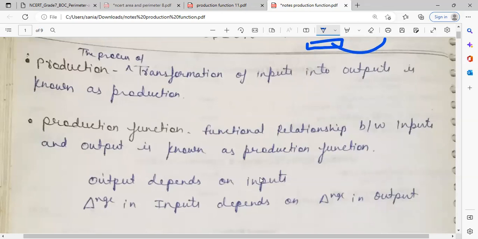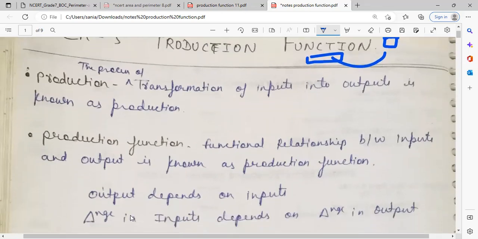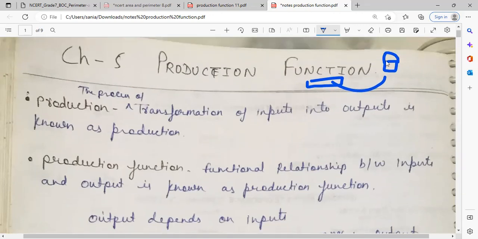But remember one thing, change in input depends on change in output. This line is very much important. For example, earlier you were demanding one chair, so you put in one wood. Now you decided to produce 5 chairs. There is a change in output. So if you want 5 chairs, then you have to put in 5 pieces of wood. So because of change in output, change in input gets affected. You have to remember this.